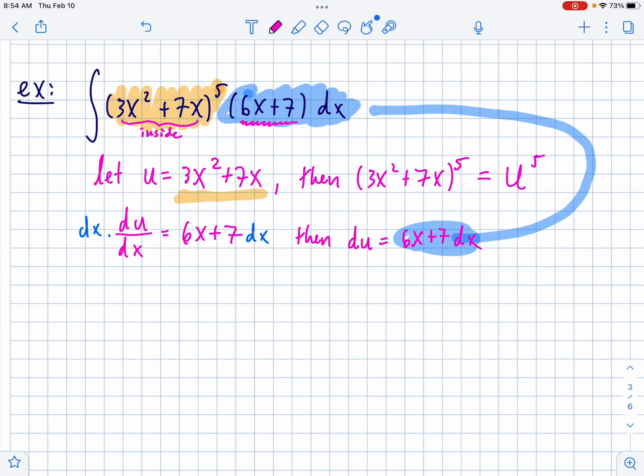Now, notice how this right here matches up with this. So this whole section right here, this is du. So what we're going to do is rewrite the entire function, but in terms of u. So it's still an integral, and then this will be u to the 5th du.